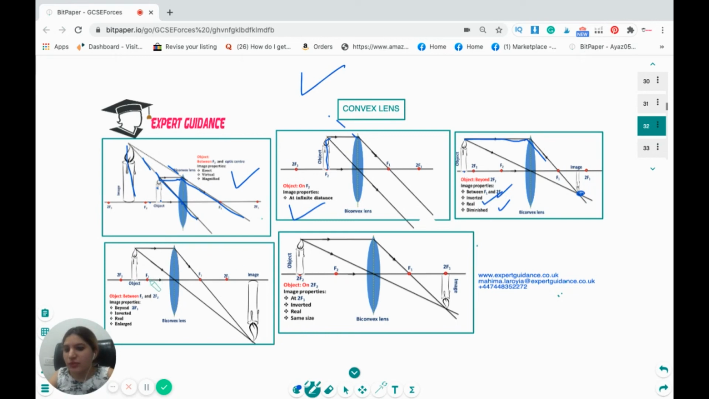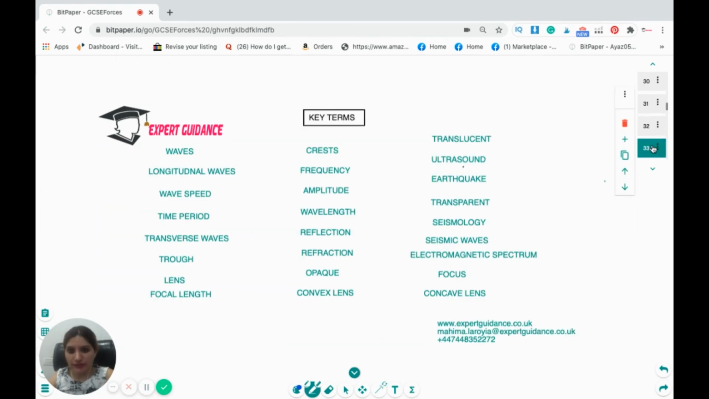If you put an object between F and 2F, then you will get an image beyond 2F, which will be inverted, real, and enlarged. And if you put an object just at 2F, you will get an inverted image, real, the same size at the 2F. So you should know how to make these ray diagrams and how to write these characteristics of the image. Okay, so I hope this topic is clear to you. And all these key terms you should be able to define now.